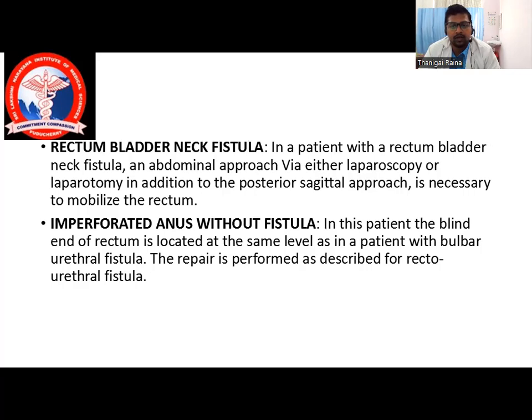So how will you manage rectum bladder neck fistula? The rectal bladder neck fistula needs an abdominal approach via either laparoscopy or laparotomy. In addition, the posterior sagittal approach is necessary to mobilize the rectum.